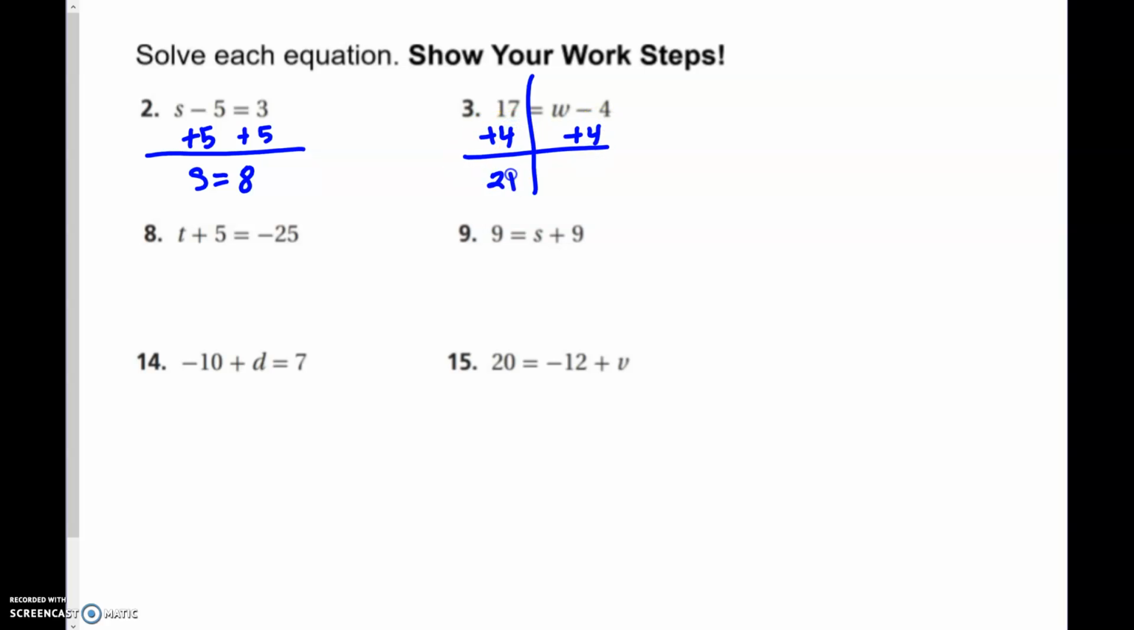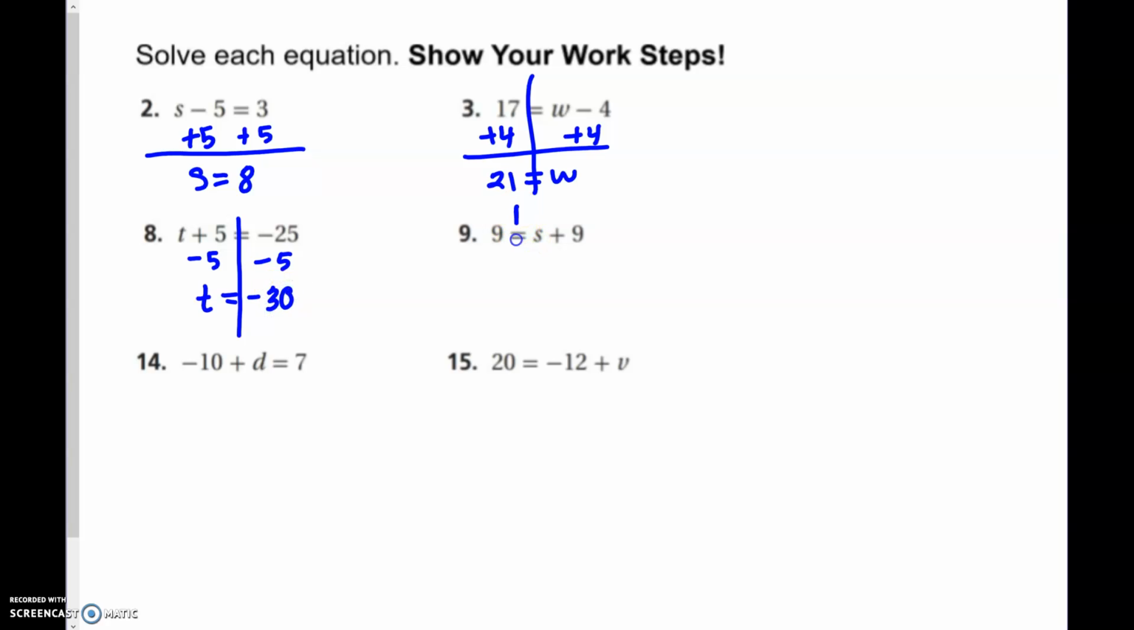and 21 equals W. Number 8, because this says T plus 5, the opposite of a plus 5, so you should show minus 5, and T is negative 30.